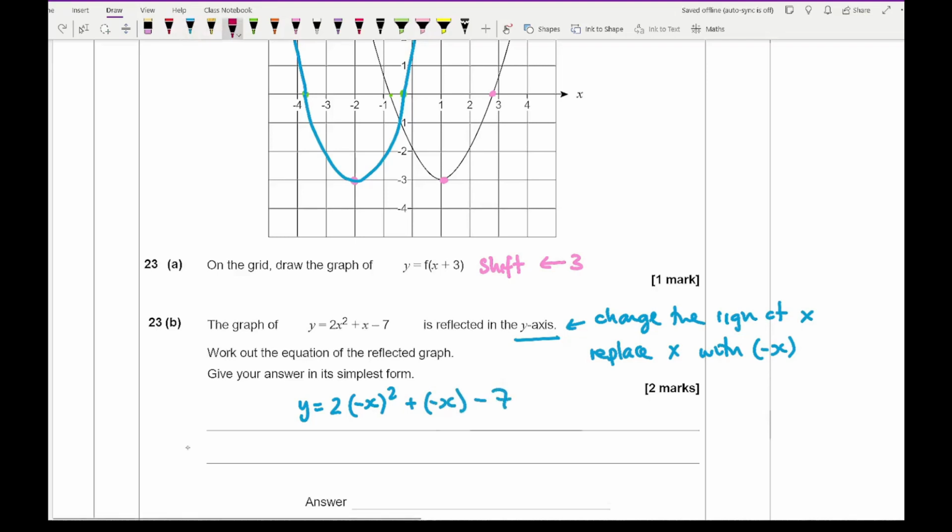Now, squaring a negative number will always end up with a positive value, so that's just going to be x squared. A plus and a minus become a minus, and the 7 stays the same, so it's y equals 2x squared minus x minus 7, and there is my final question.